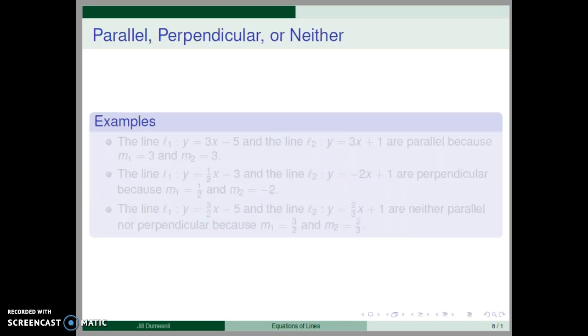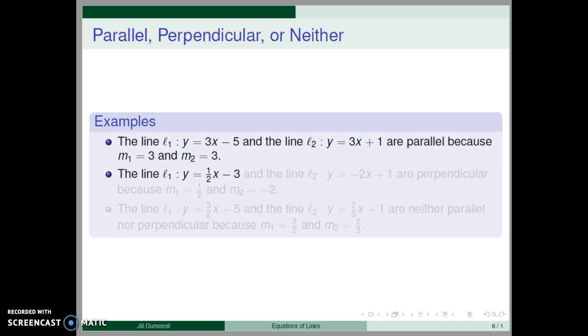Let's determine whether two given lines are parallel, perpendicular, or neither. We do this by comparing their slopes. The line L1 with equation y equals 3x minus 5 and the line L2 with equation y equals 3x plus 1 are parallel because they both have slope 3.